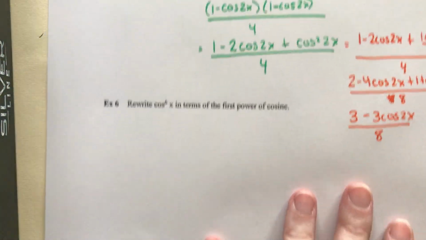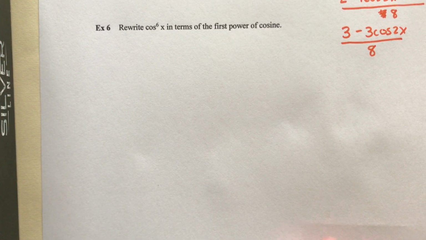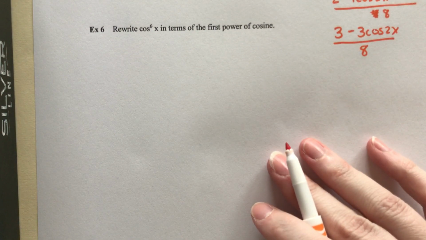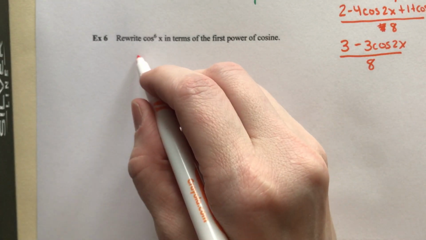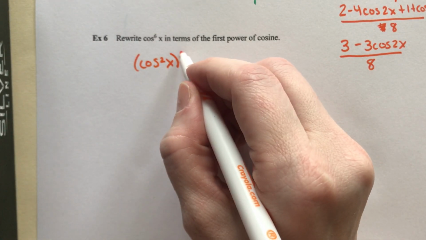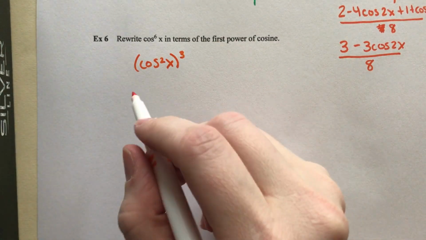Okay, so let's try the last one. I think I misnumbered these though, so this should probably be number 5, but it's number 6. So let's do this the same way. Rewrite cosine to the 6th power in terms of the first power of cosine. So I can write cosine to the 6th as cosine squared to the 3rd power. That's the same thing. And I have a formula for cosine squared.